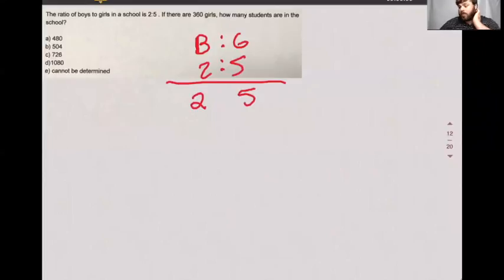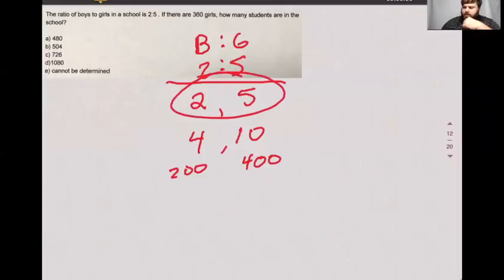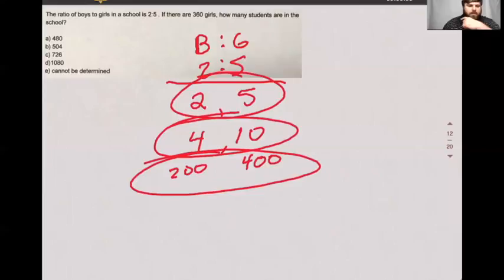That is possible. Okay. What if there was double that, though? What if there was 4 boys? There would be 10 girls. Okay. What if there was 200 boys? There would be 400 girls. All these numbers are in the same ratio of 2 to 5.